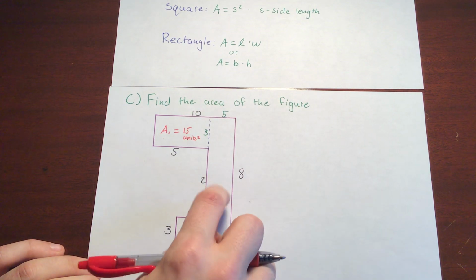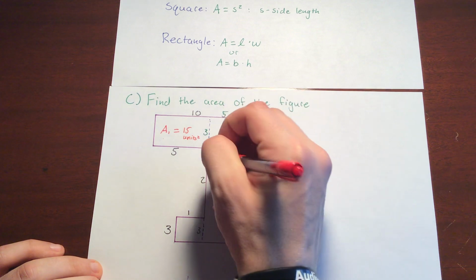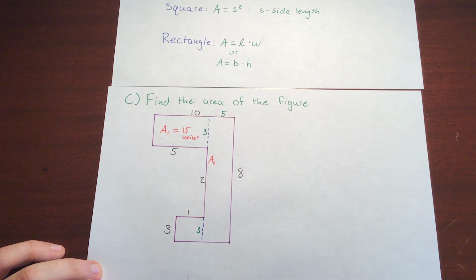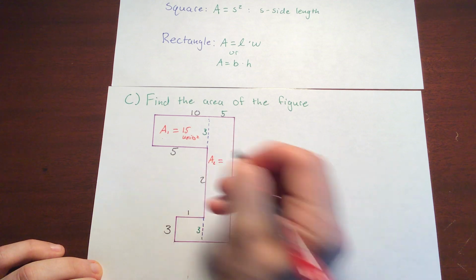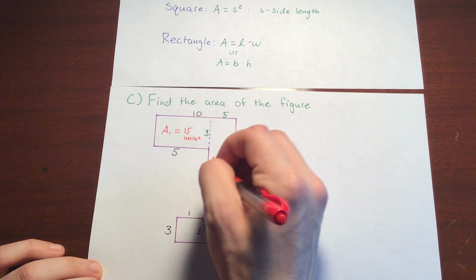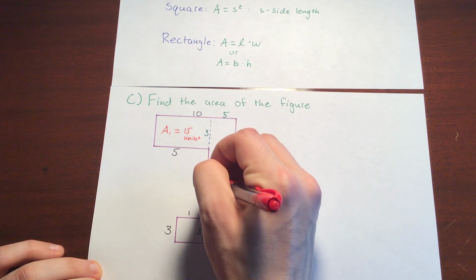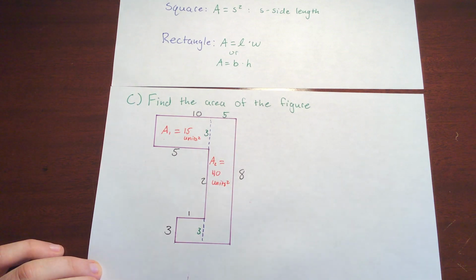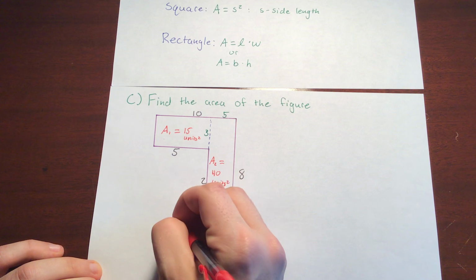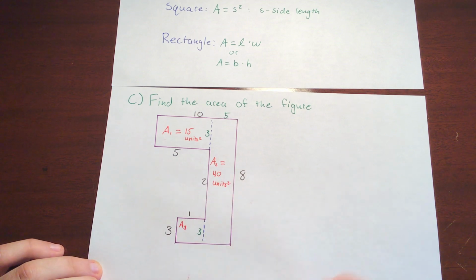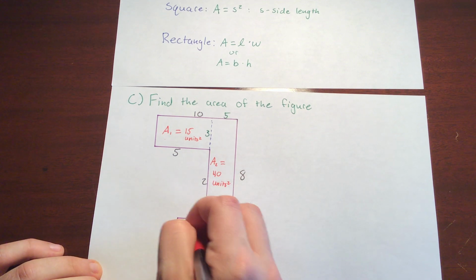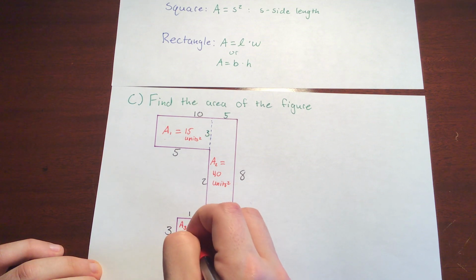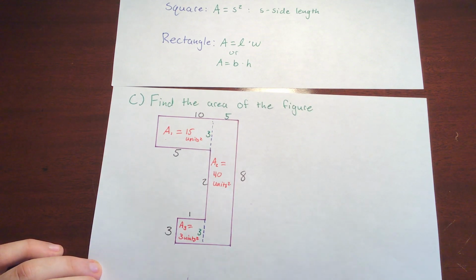Then I'm going to move over to this long one over here. I'm going to label that as area subscript 2. And that's going to be 8 times 5, which is 40 units squared. And our last one down here, I'm going to label as A subscript 3. And that's going to be 3 times 1, which is 3 units squared.